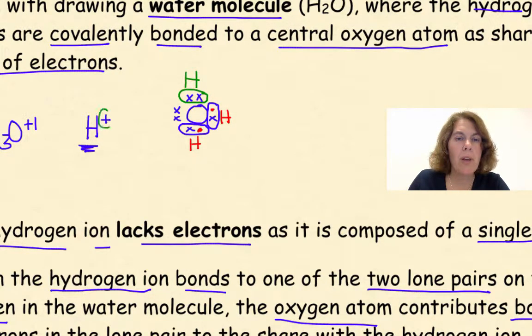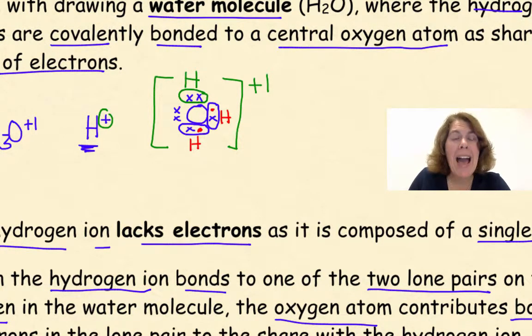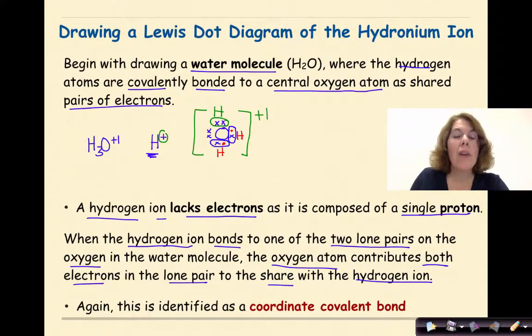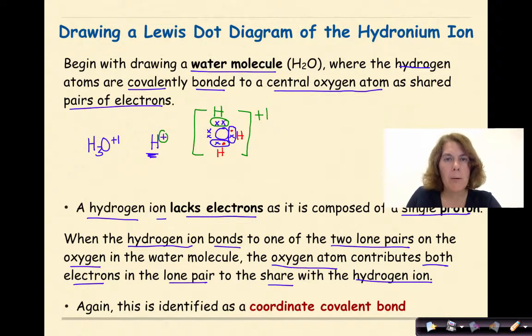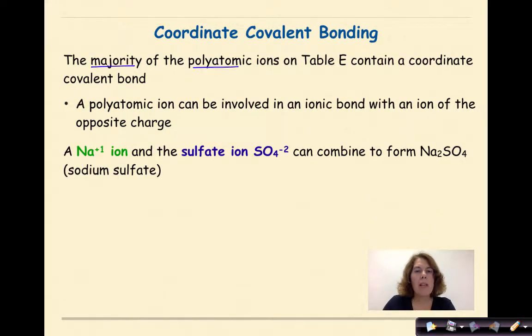I'm going to bring that plus 1 charge with me, just like that. And now the overall charge on this ion is plus 1, because all we've done is added a proton. We haven't added in any electrons. It's just a proton, and 1 proton is positive. So again, we have a coordinate covalent bond in this particular polyatomic ion. The majority of the polyatomic ions on Table E contain a coordinate covalent bond.